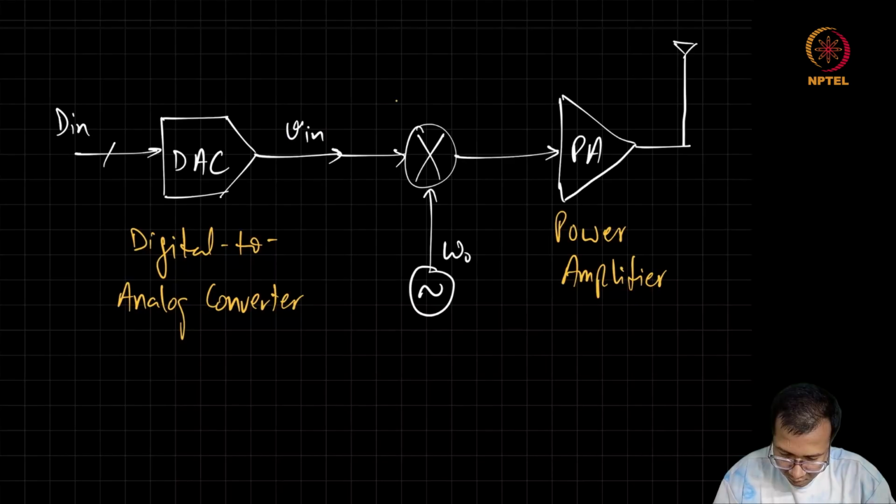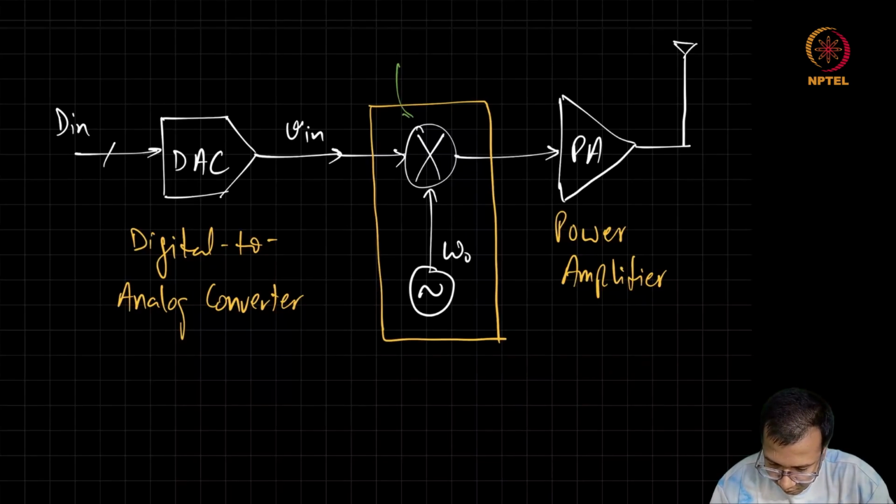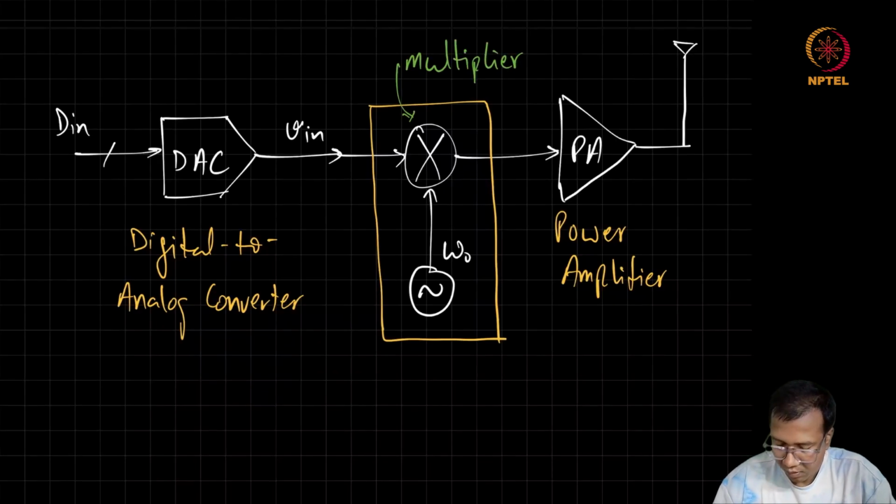And sitting here, we have a multiplier. This is doing the multiplication, and this multiplier is taking input from V in and the oscillator. This entire arrangement is called the mixing operation. So this is mixing the input signal with the oscillator signal and feeding it to a power amplifier.